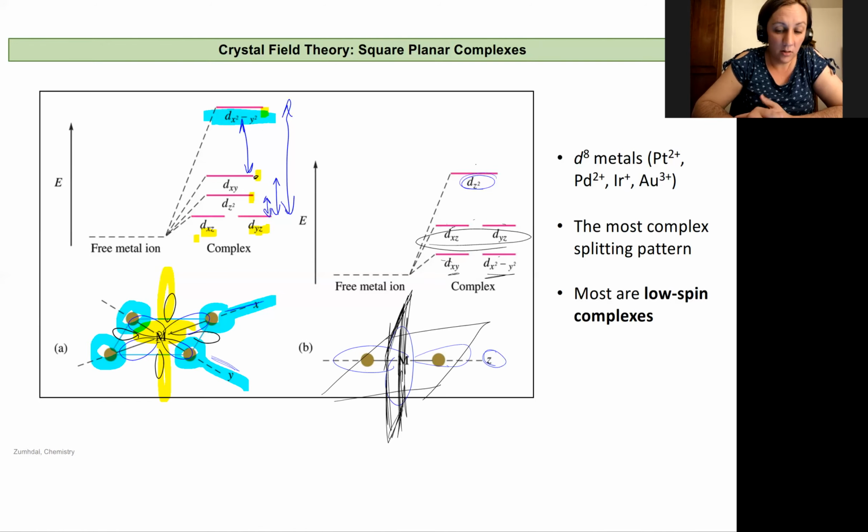So in general, for these more complex splitting patterns, we'll see that most of them tend to be low spin complexes, and they fill from the bottom up, as we would expect for our more degenerate ones. But they still take quite a bit of exploring as you create new compounds that are in these geometries.